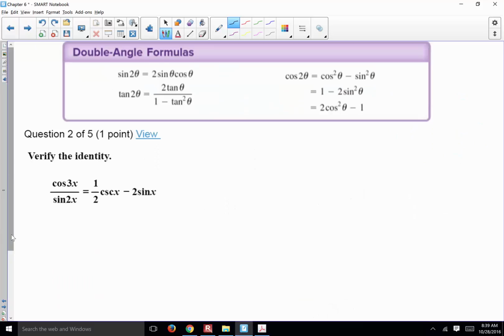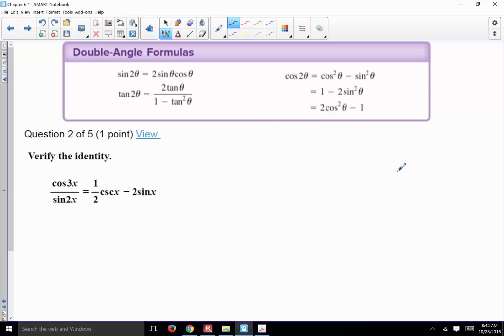Alright, it's time to do more sophisticated things. Verify the identity. That means you need to pick one side and work out that side using what's given, what you know earlier as well. It's not just these formulas here. You may also need addition, sum and difference formulas from the previous section, and maybe Pythagorean identities as well. I'll give you 2 minutes to think about this, okay?